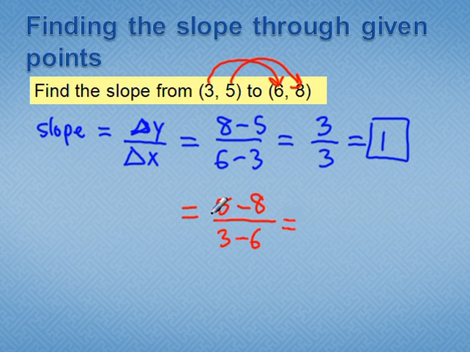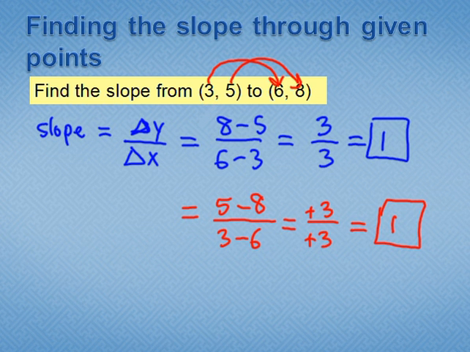So we get 5 minus 8 is negative 3 for the numerator. 3 minus 6 is negative 3 for the denominator. And 2 negatives divide to be a positive, so I'll change that. And so we still get positive 1. So really, it doesn't matter which direction you subtract when you do the change in y and change in x. All that matters is that you do the x's and y's the same subtraction direction. That's what matters. You get the same slope either way.